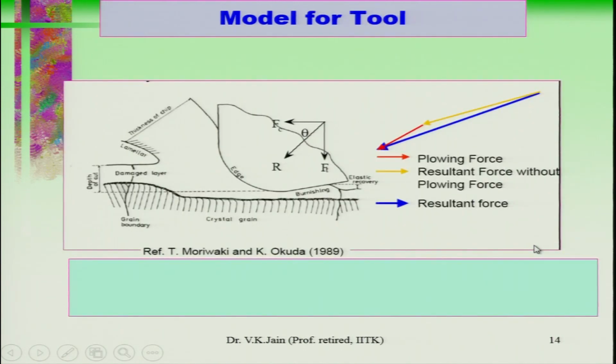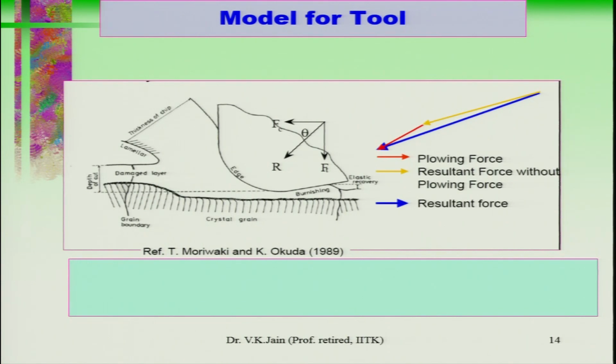Now, you can see here the crystals etc. are not shown, only the bulk material is shown over here, and this is the kind of single point cutting tool normally used. Now, when you are applying the shear force and cutting force, you can see this is the plowing force, here in red color. The resultant force without plowing force is shown here in yellow color, and this is the resultant force shown in blue color. Now, this is the damaged layer over there, this is the depth of cut, and this is the chip being formed, and various angles etc. we will see in the following slides.